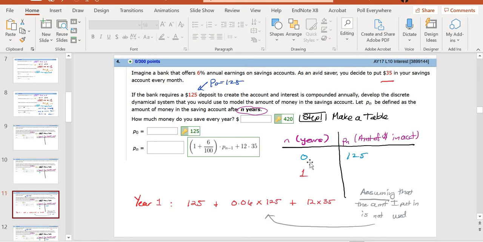And that's actually fairly easy compared to coming up with a DDS. In year 1, I'm going to have the 125 I started out with, and then I'm going to get interest. And that's 6% interest annually. So I'm going to accrue that interest. And now I'm going to put $35 every month in the account. But I'm looking at the end of the month, so I have to multiply that by 12.